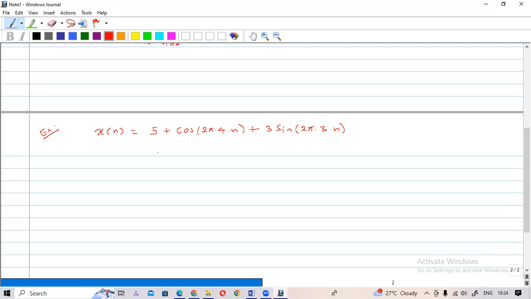If you are given this kind of signal, and you are asked to find the Fourier series representation, actually the complex exponential Fourier series representation, how can we do this?